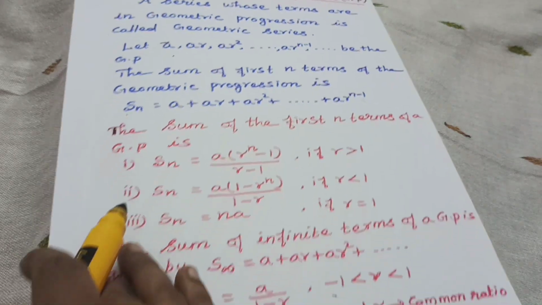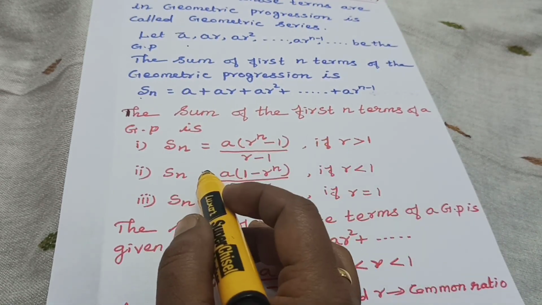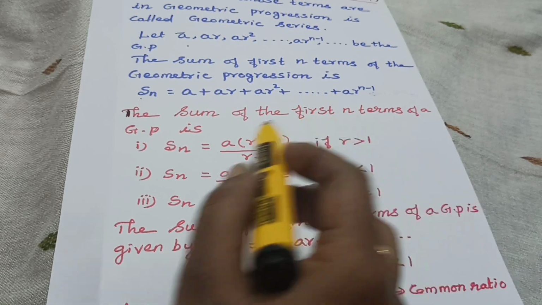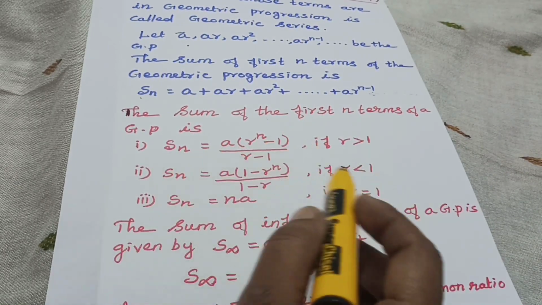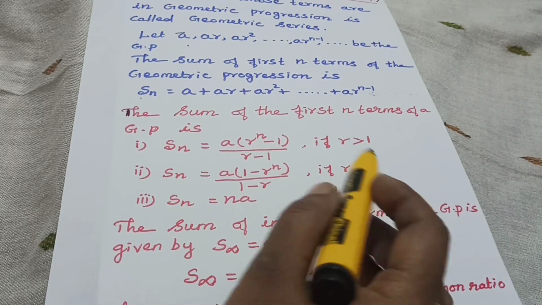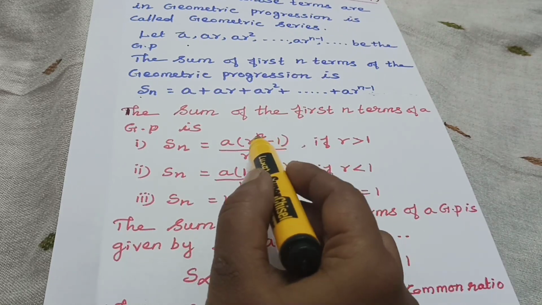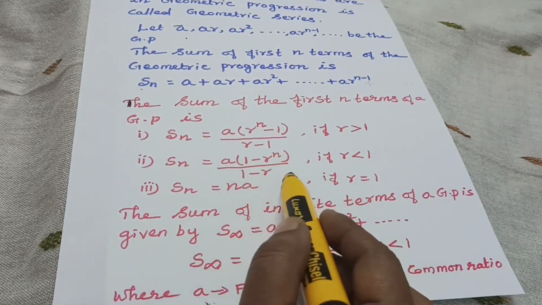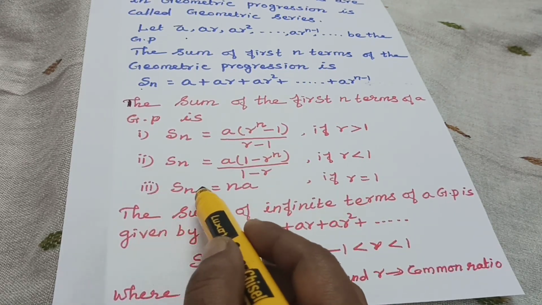Okay. Then these formulas, at once you study these formulas. Then Sn equal to, suppose R greater than 1 means this formula, sum of n terms. This formula we have to use. Then R less than 1 means then we have to use this formula. Just opposite. Here R power n, here 1 minus R power n. That's the difference.